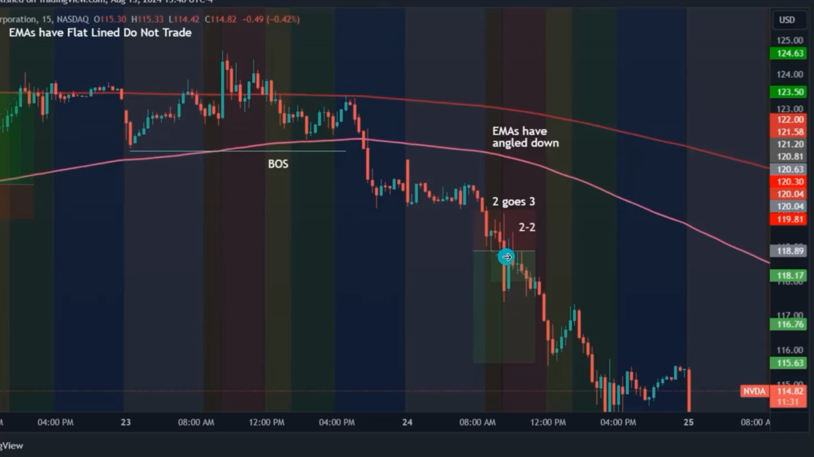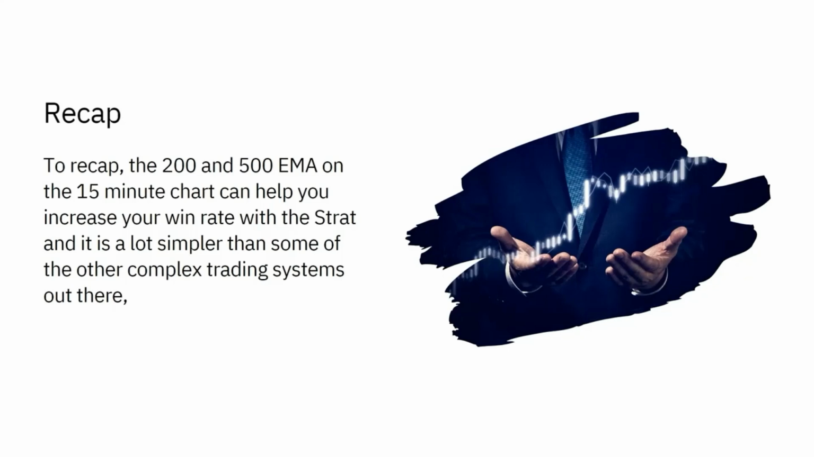So we see price again pulls back in to the range and then creates a 2 up, 2 down pattern. And that's where you can enter right here on the 2 down candle and take that all the way to the downside right at the end of the 12 o'clock hour during New York. To recap, the 200 and 500 EMAs on the 15-minute chart can help you increase your win rate with the Strat. It is a lot simpler than some of the other complex trading systems.